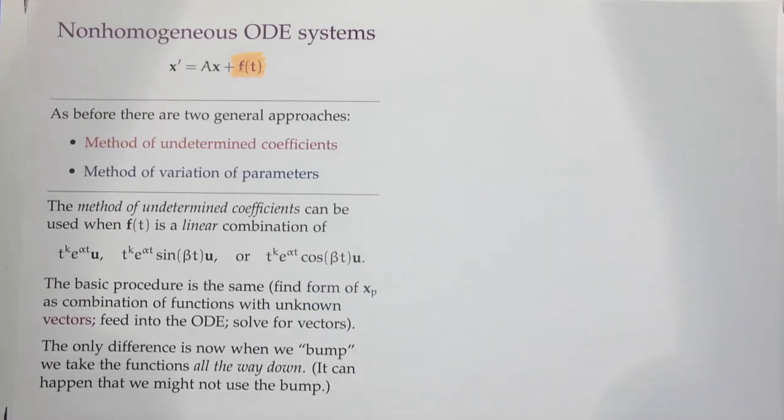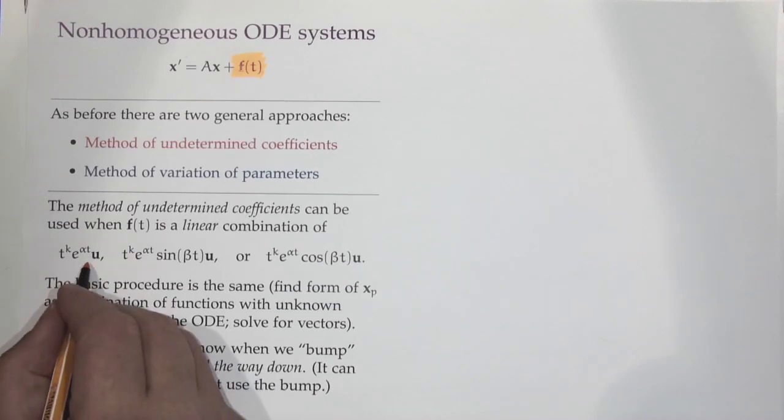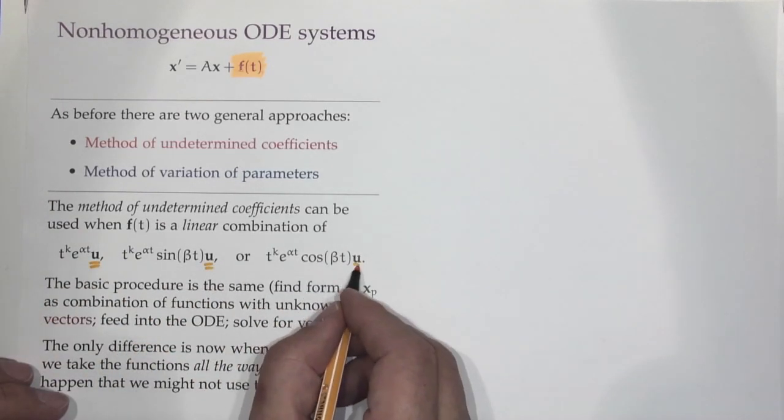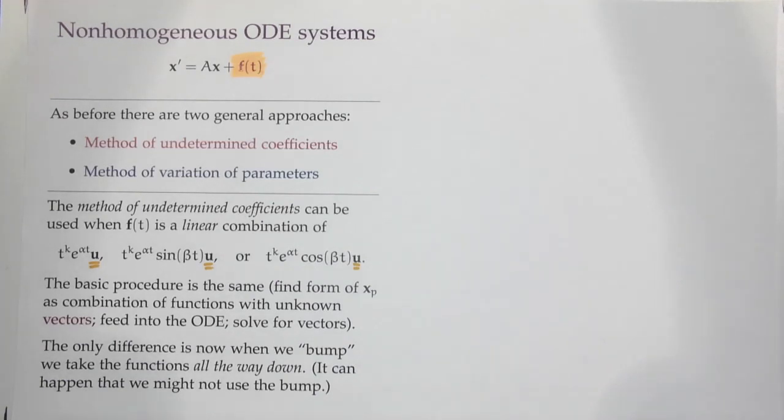The idea is essentially the same as what we had before. There are certain types of functions that show up: t to a power times an exponential, or t to a power times an exponential times a sine, or t to a power times an exponential times a cosine. These are the same types of functions we were talking about before. But now our f of t is a linear combination of these pieces, where these things on the end are vectors. In other words, our f of t can be pulled apart, where each part is the kind of function we're used to dealing with, times a vector.